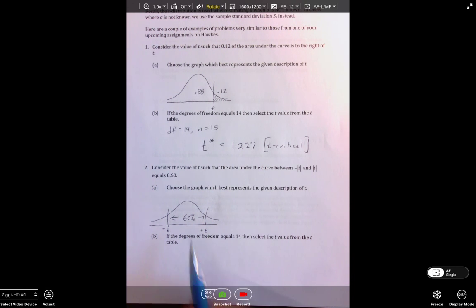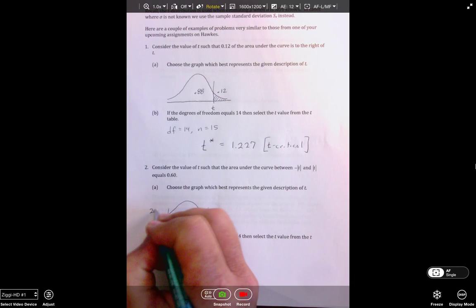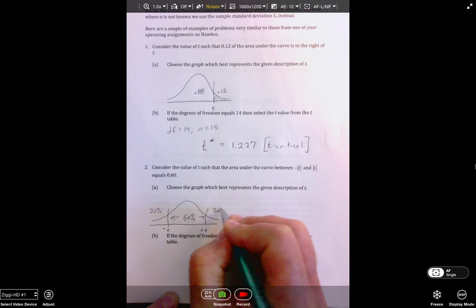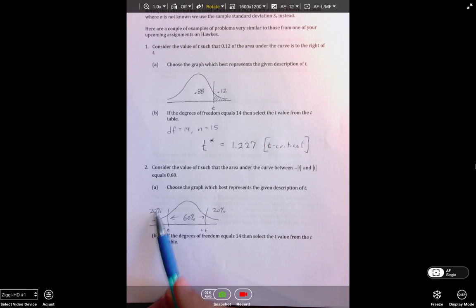Well, the graph would just be this, but again, it's the same game we played before. How much are we missing? 100 minus 60 is 40%. Half of it here, and half of it here. Those three numbers have to add up to 100 because the area under the curve is 1 unit or 100% of our population. So that's what your graph will look like.